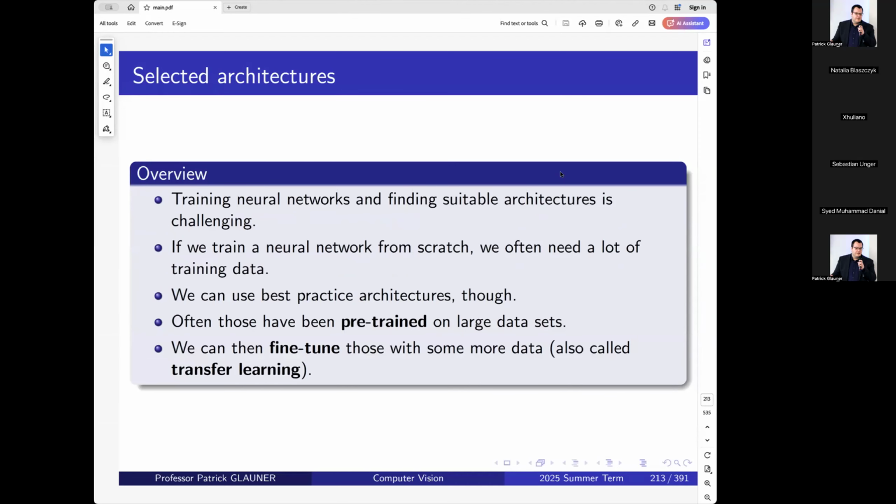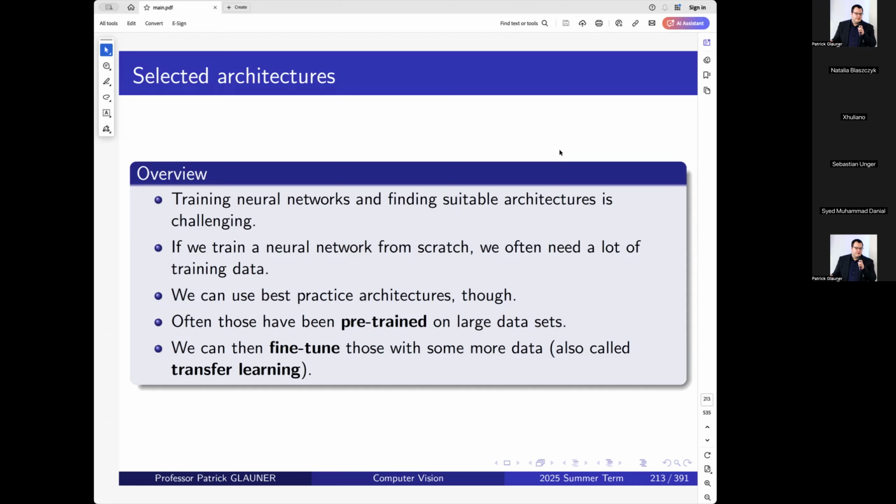Now comes one challenge. We've talked about that finding a neural network architecture is tricky. We can do trial and error, we can use grid search, we can use AutoML, but maybe there are already architectures that are quite helpful that we can reuse. And if you train a neural network from scratch, you need quite a lot of data and a lot of computational resources if the neural network is big and your data set is big. Maybe there are some best practice architectures we can use.